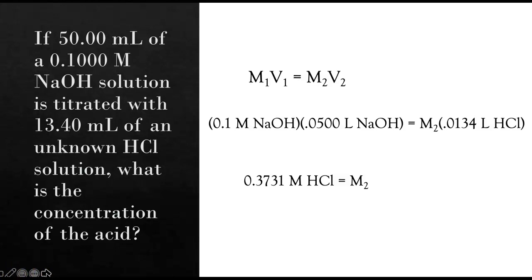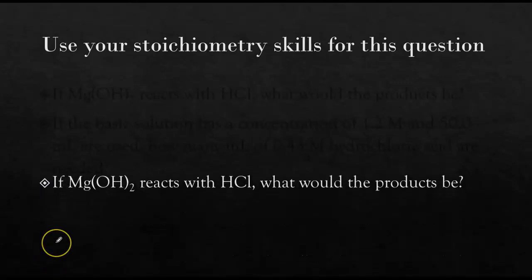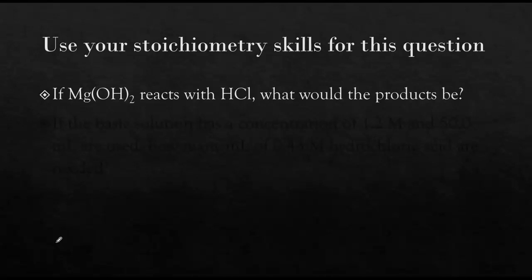As you're reading the burette, you should be able to read that to 4 significant figures so that you've got 2 decimal places in your burette reading. Now, for a question like this one, you're going to need to use your stoichiometry skills, because you have 2 hydroxide ions for every hydrogen ion.